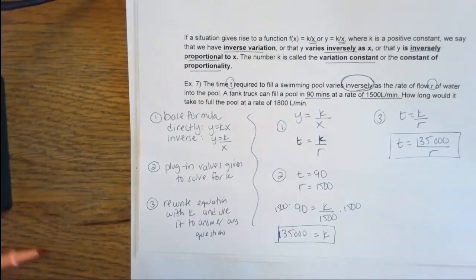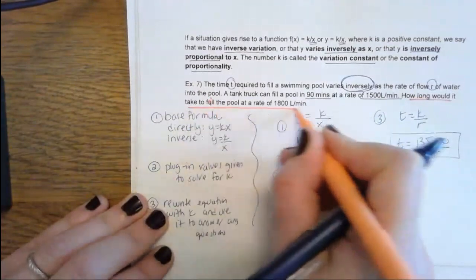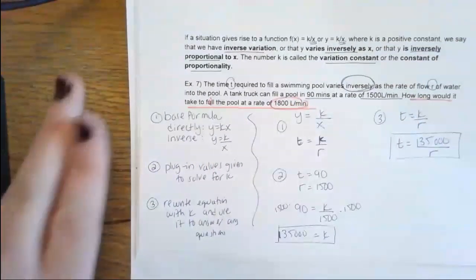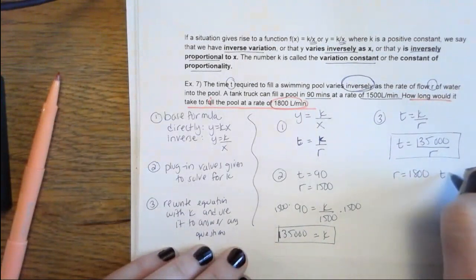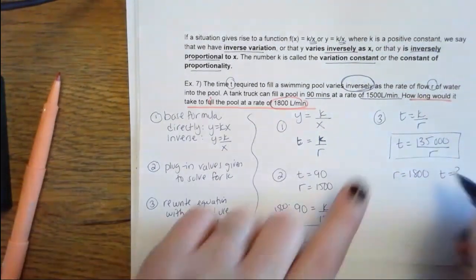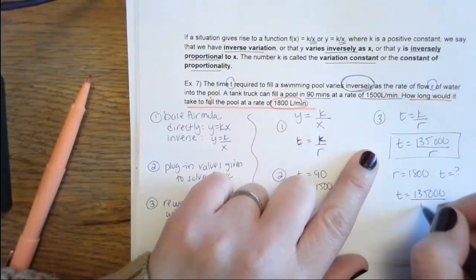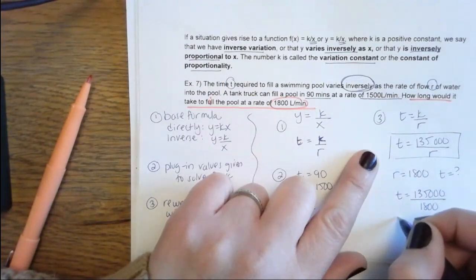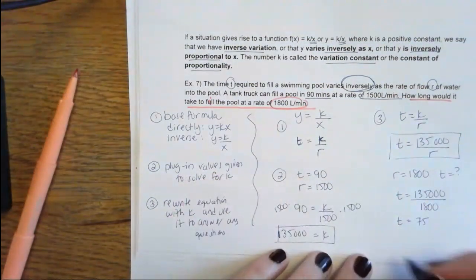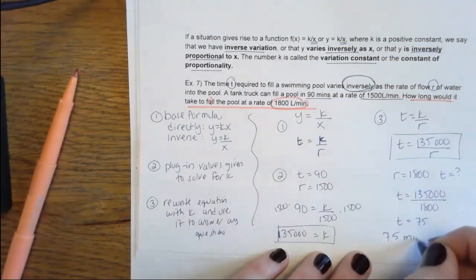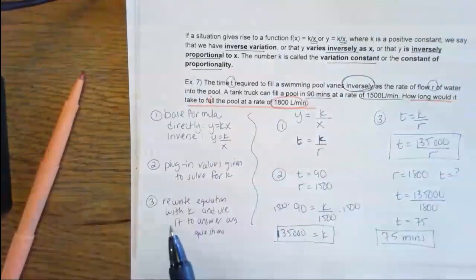And then I do have a longer problem here. It says, how long would it take to fill the pool at a rate of 1,800 liters per minute? So I know that r is 1,800, but I'm trying to find the time here. So I can plug in my r value of 1,800. I can go ahead and use my calculator and divide this, and I get 75. Now remember, t was in minutes here, so it would take 75 minutes to fill the pool at a rate of 1,800 liters per minute.